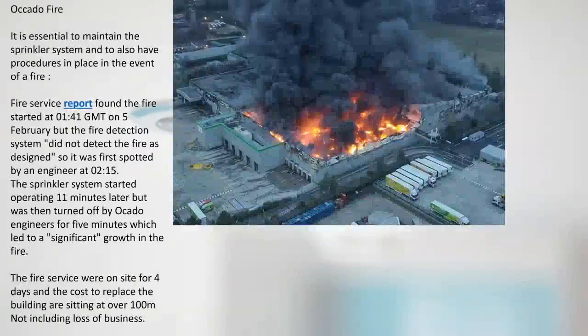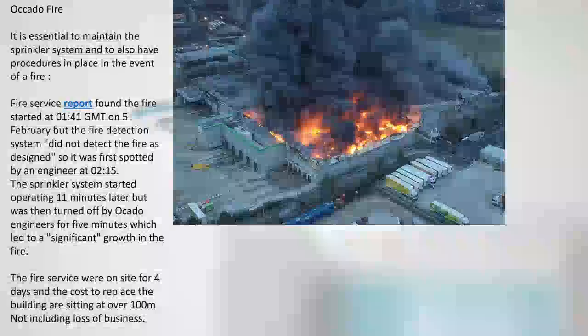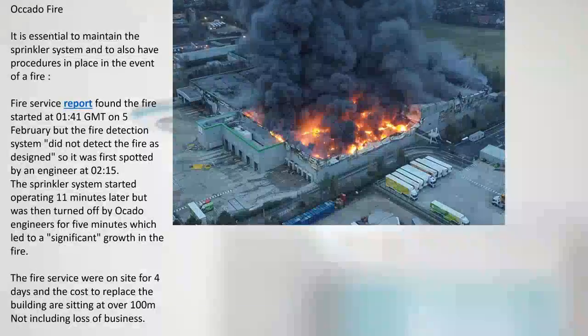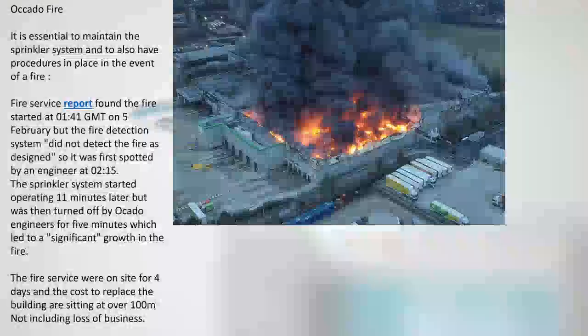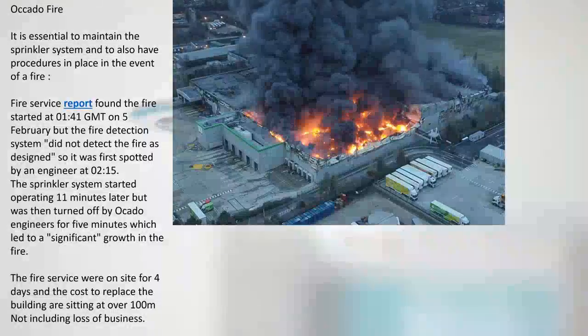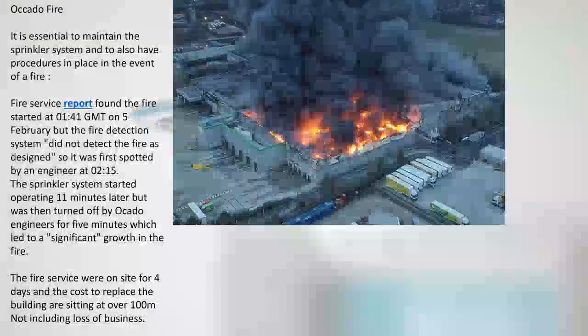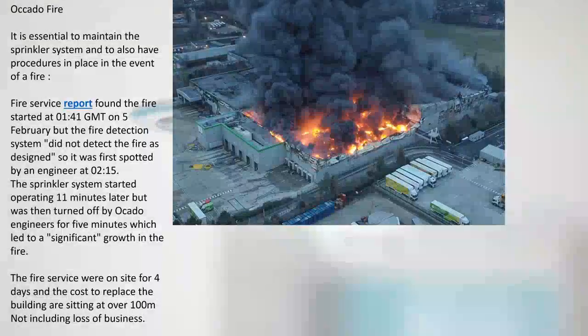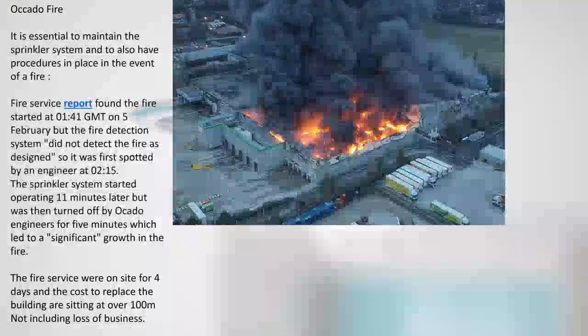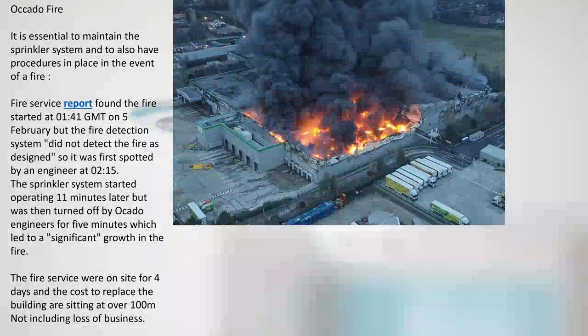So again, another example of a fire. Okay, so it's essential to maintain a sprinkler system and also to have procedures in place in the event of a fire. Now, I've got the Ocado fire up here. What happened basically here was the fire services report found the fire started at 20 to 2 in the morning, the 5th of February 2020, I think it was.